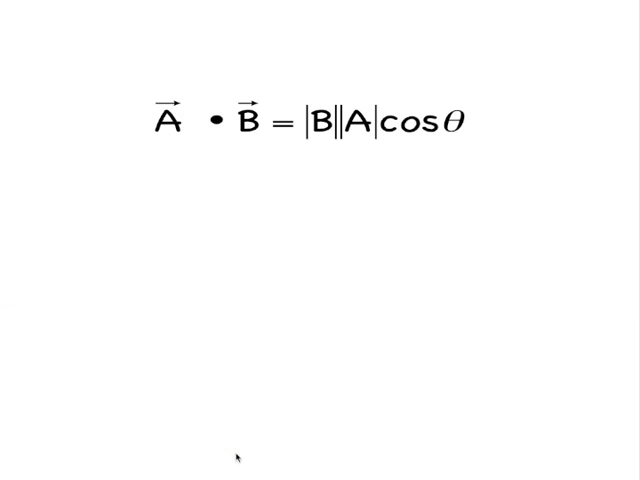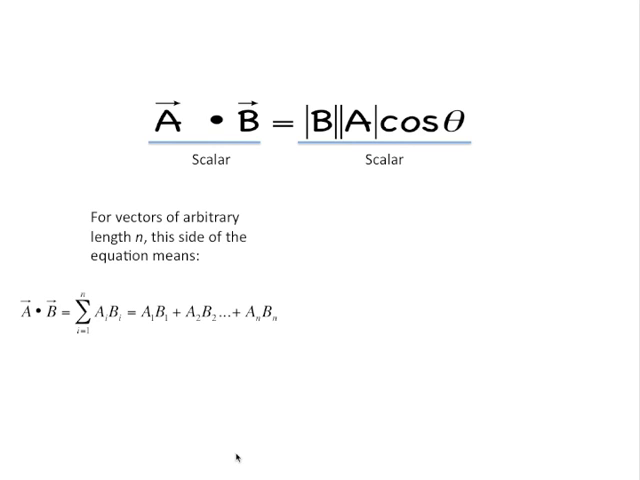Let's analyze the mathematical formula. Both sides are scalar quantities. Let's see why this is. The left side says that for vectors of arbitrary length n, a dot b is the sum of all multiplied pairs of corresponding vector parts, that is a1 times b1 plus a2 times b2, etc.